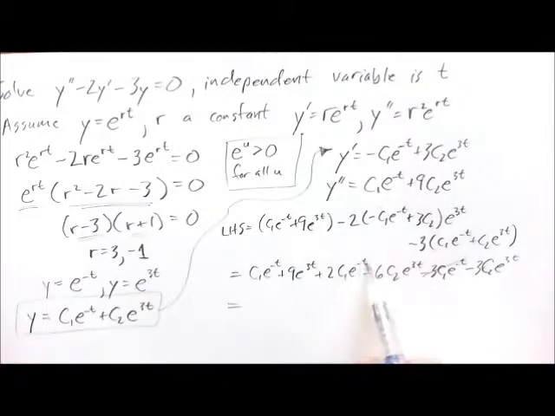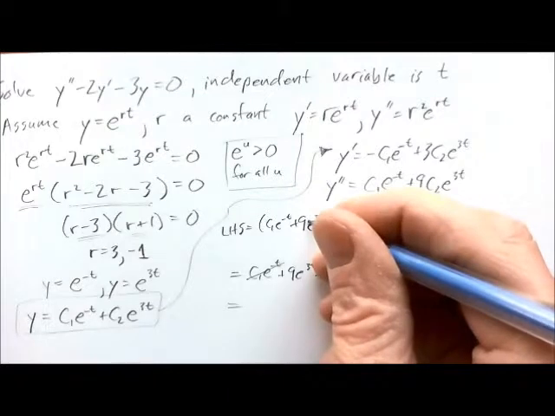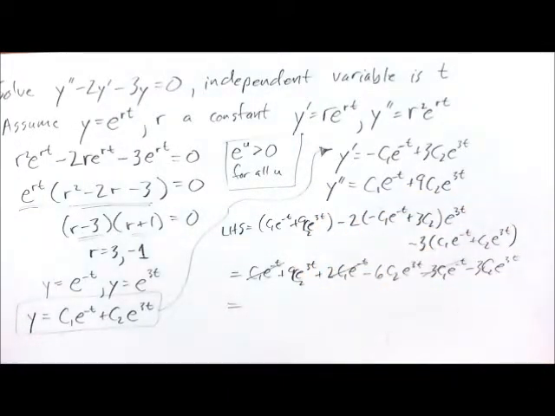So those cancel. And then here, I lost my constant, that was a 9c2. So there should be a c2 in here, which means a c2 in here. And so we have 9c2 e to the 3t minus 6c2 e to the 3t minus 3c2 e to the 3t. So 9 minus 6 minus 3 is in fact 0.